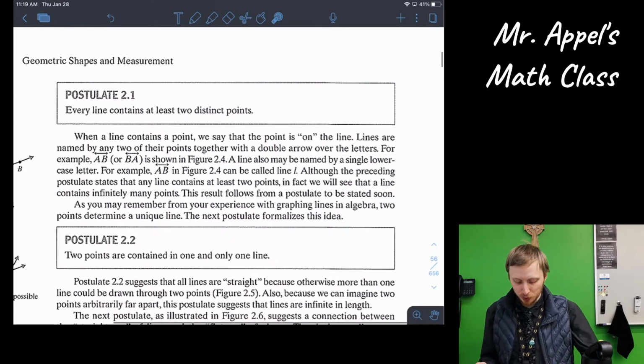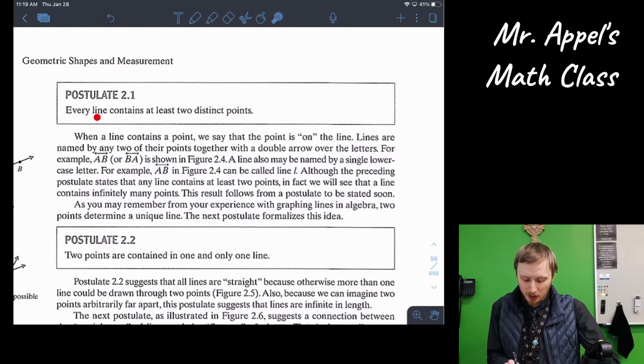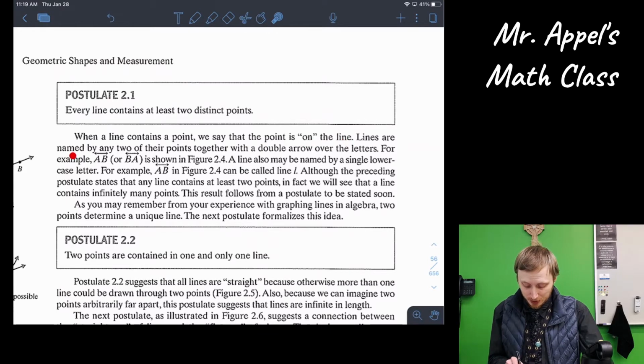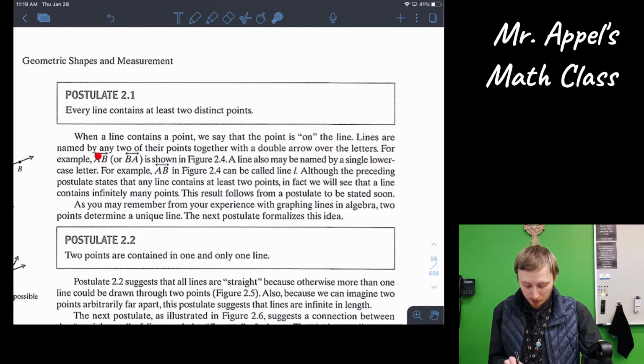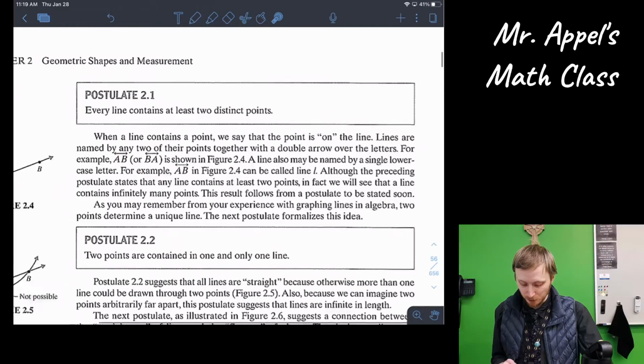So, postulate 2.1. Every line contains at least 2 distinct points. When a line contains a point, we say that the point is on the line. Lines are named by any 2 of their points together with a double arrow over the letters. For example, line AB or line BA is shown in figure 2.4.